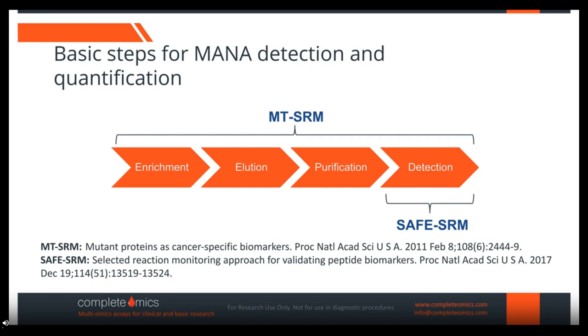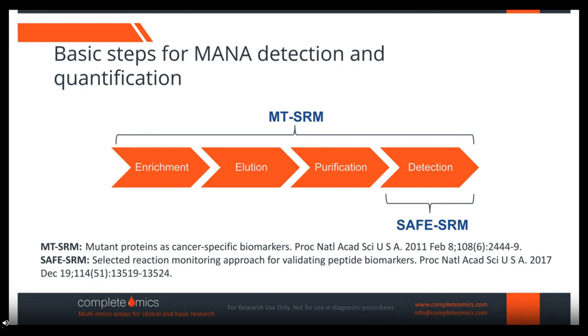And then you allow the mass spec to detect the mutant proteins, mutant alleles. Basically, the idea is to combine the enrichment from the commercially available antibody with the ultra high resolution of the mass spec to detect the mutant peptides.